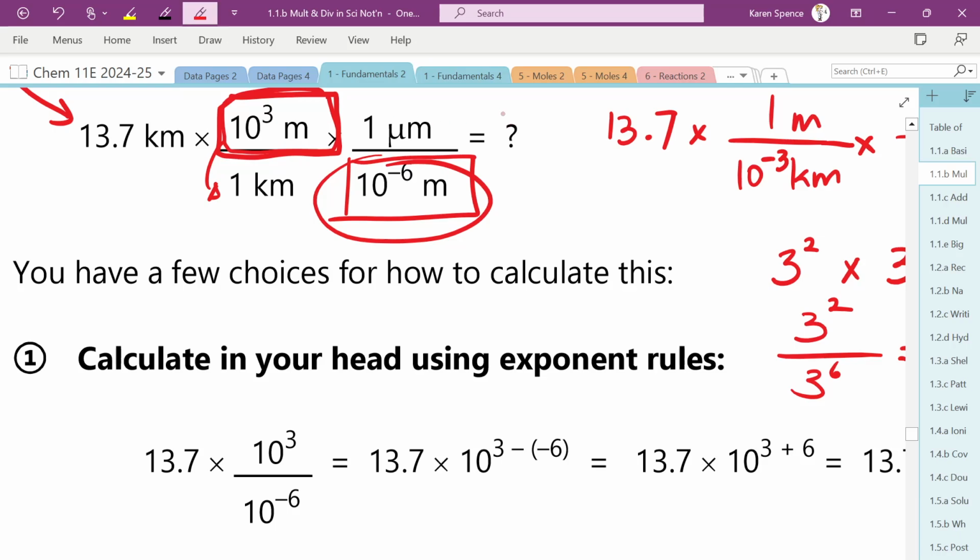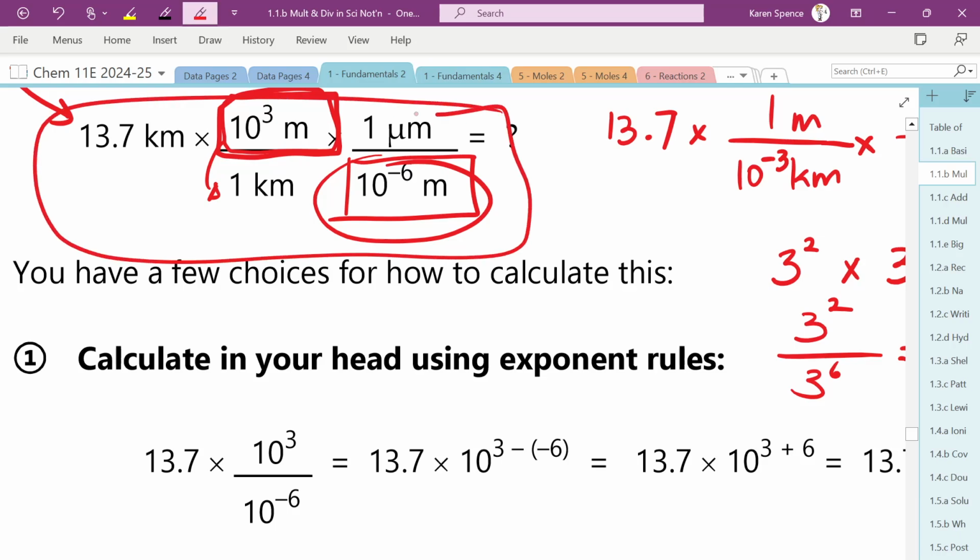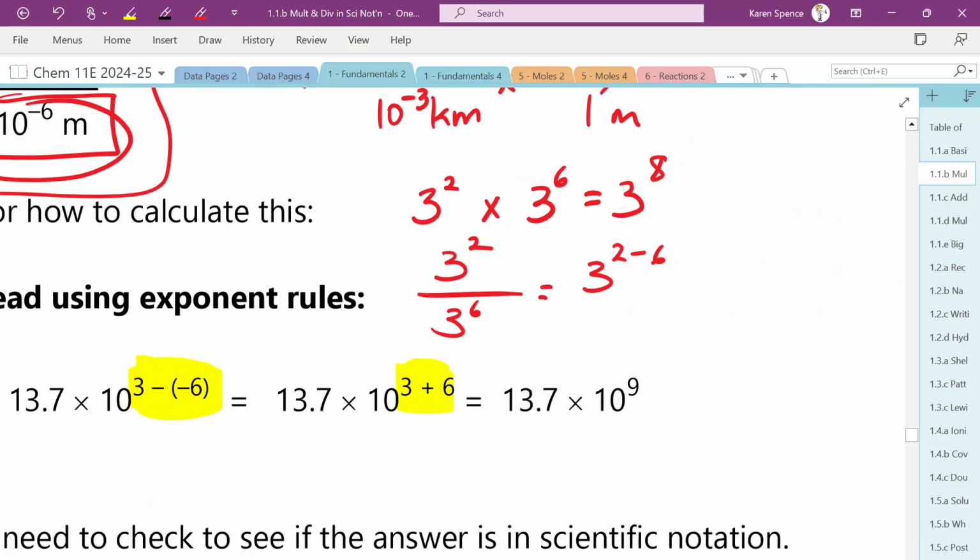So if I have this equation here, I could do it in my head and say I have 10 to the 3 over 10 to the -6, which is 10 to the 3 minus -6, which is 10 to the 3 plus 6, which is 10 to the 9. Yeah? But you can do it on your calculator if you prefer to do it that way. You can do it in your head if you'd like to do it that way.